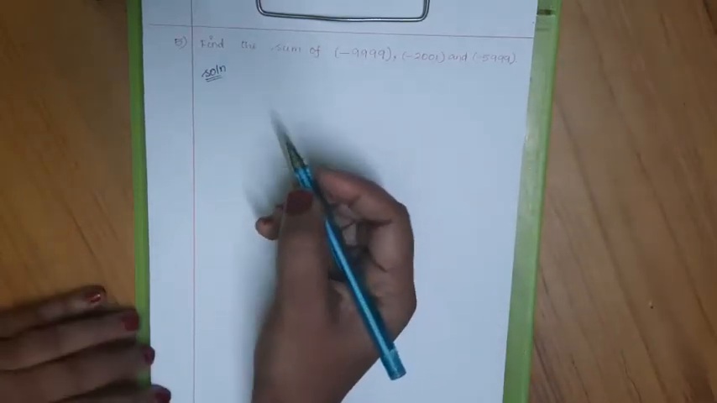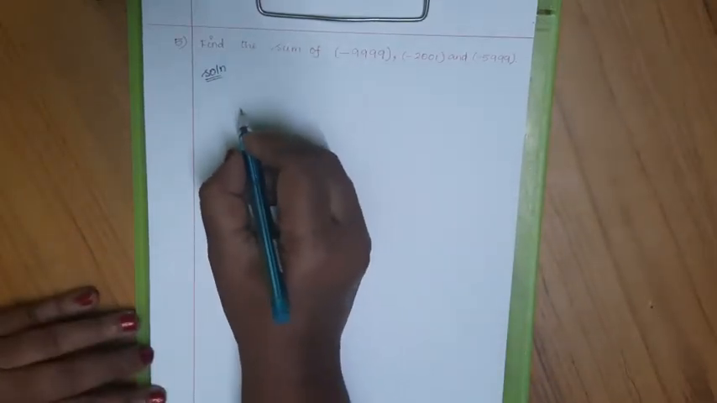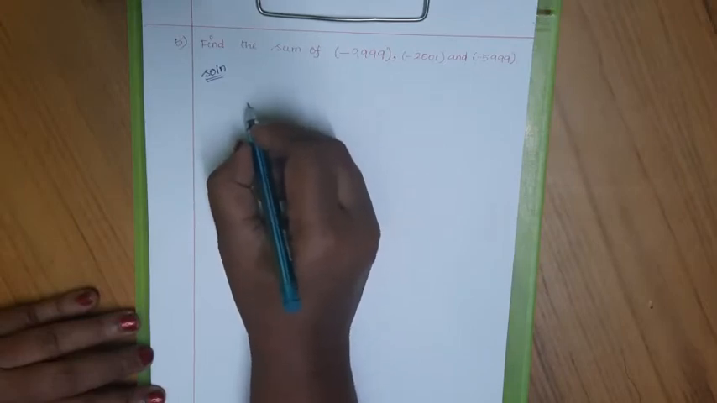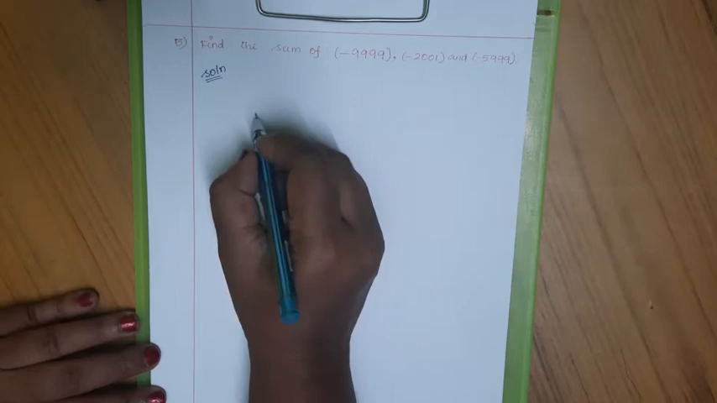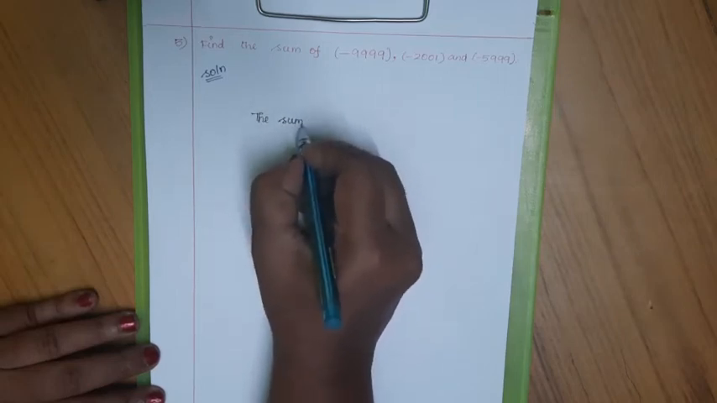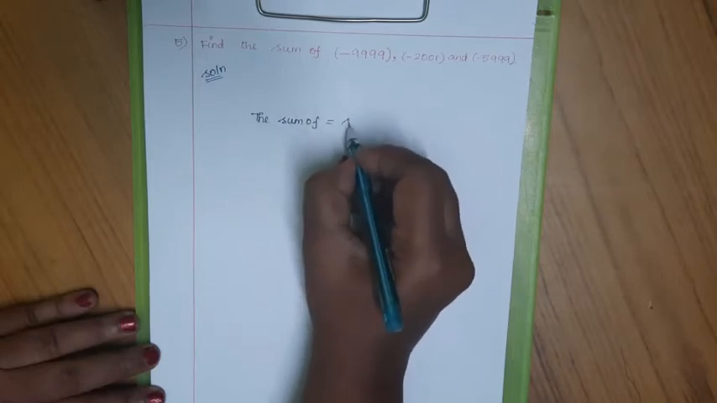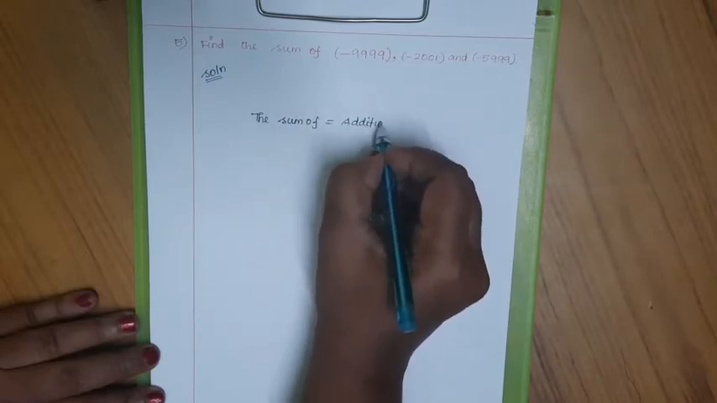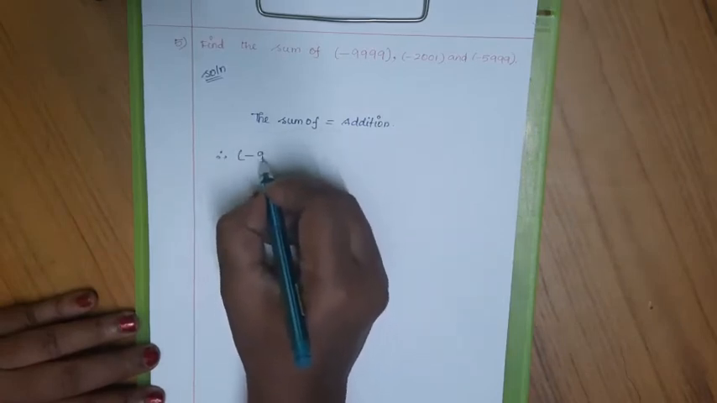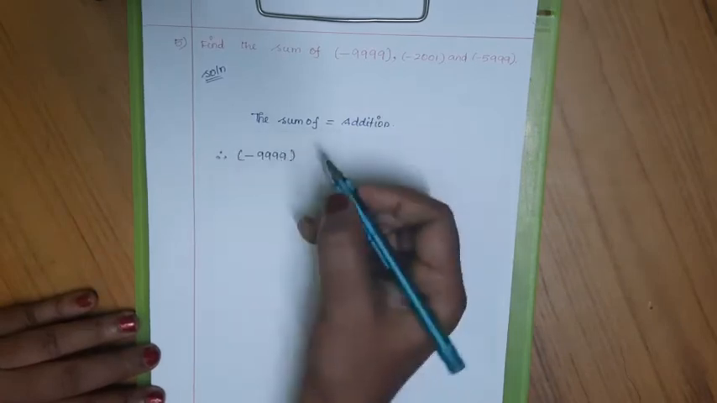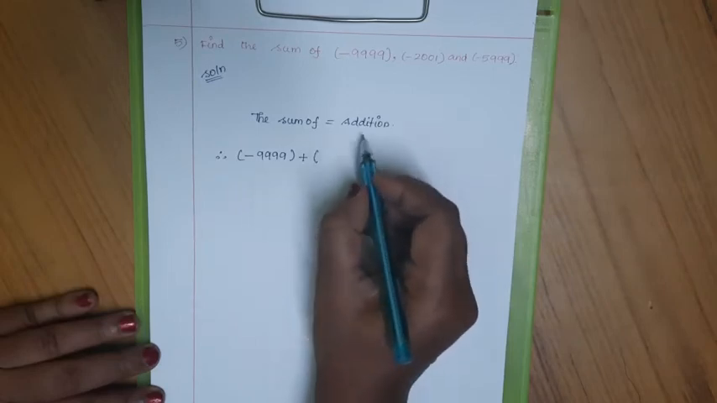Find the sum of minus 9,999, minus 2,001 and minus 5,999. Sum is nothing but addition, so we have to add all the three given numbers together.